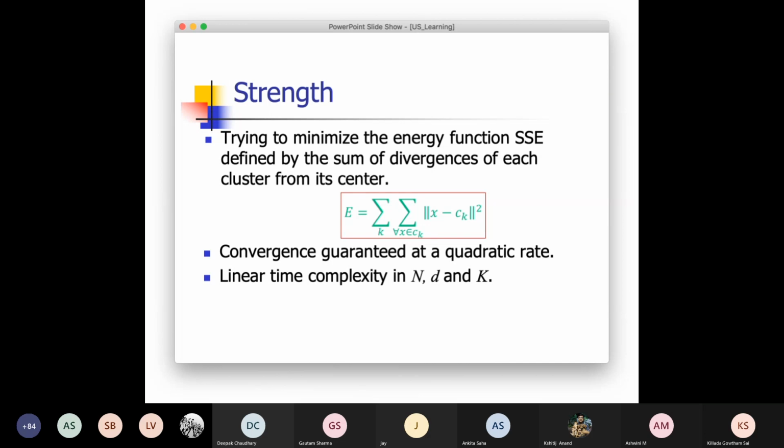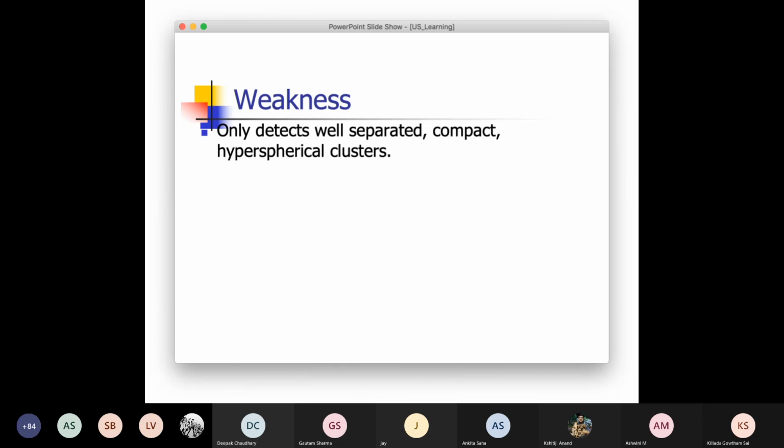Now, though it is linear, let me warn you that for a large data set, it takes huge time. So that is also another problem of K-means. And it's also versatile, simple, and invariant to data ordering.